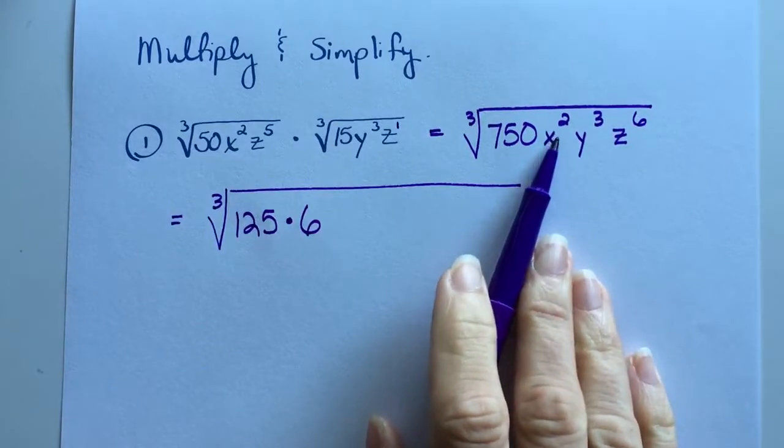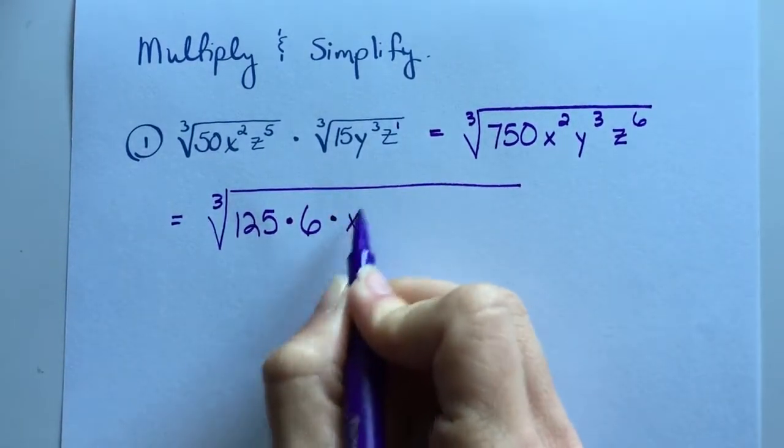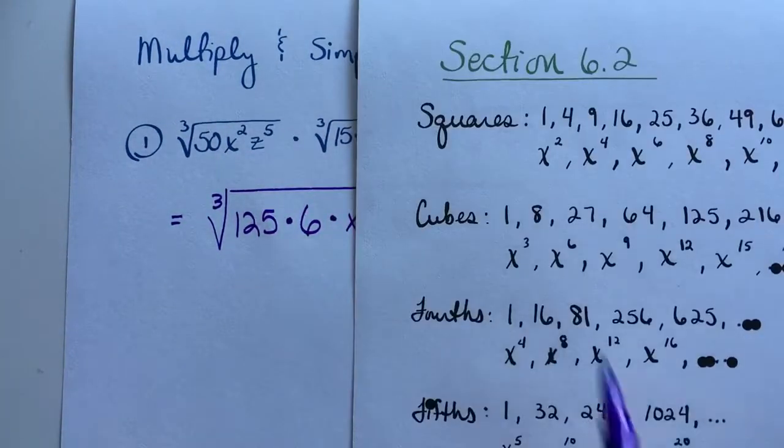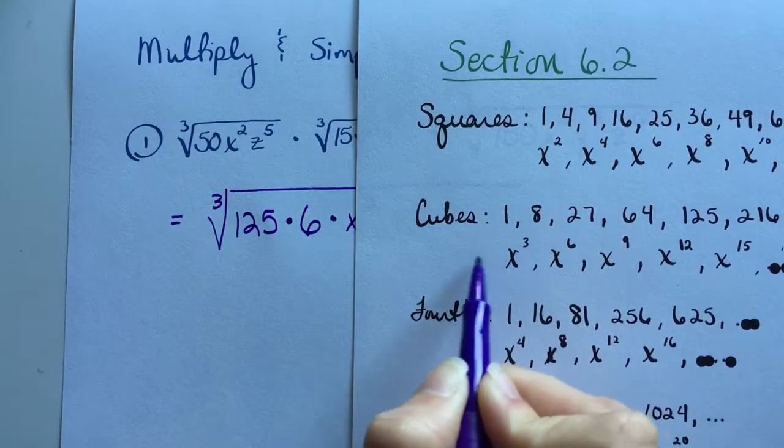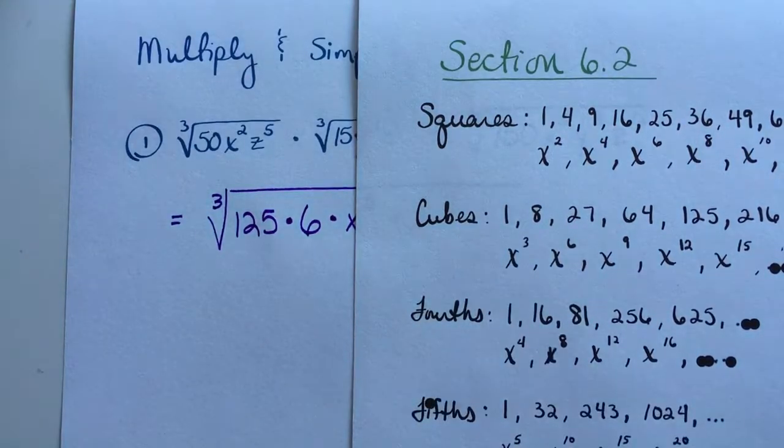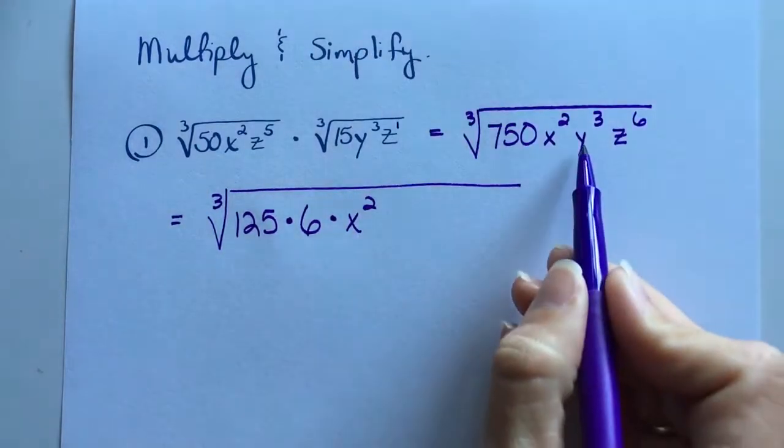Now, there's not going to be anything that we can do with the x squared, because remember, if we're looking at cubes, a third power is the first thing on the list. So if it's a second power or a first power, remember that you can't break it down, you just leave it like it is. All right, next I have y to the third.